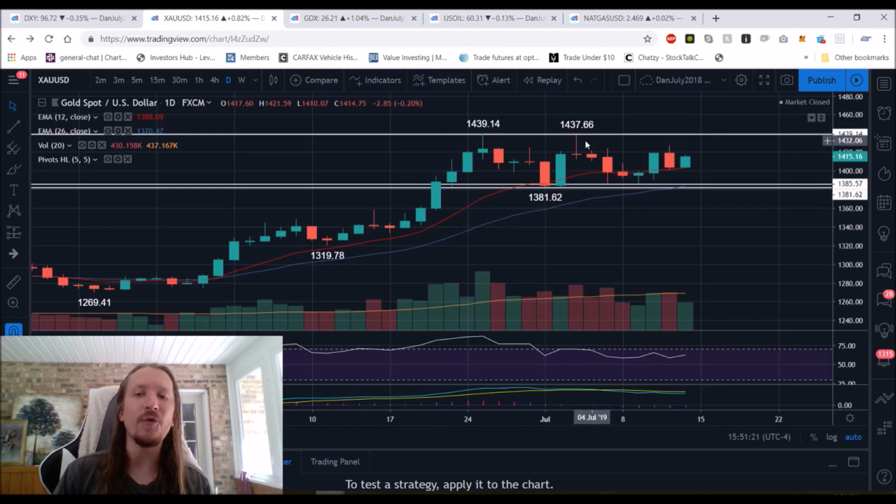So gold is due for a break sometime probably this coming week, and if the dollar shows weakness, we'll look for gold to break the 1430s for continuation, and if the dollar shows strength, it's possible we break the 1380s and lose the daily uptrend on gold.